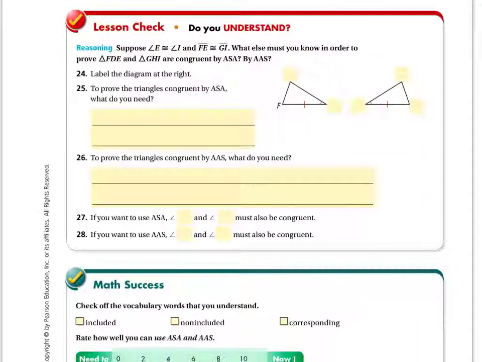On your own, complete the lesson check. I will grade this tomorrow when you come to class. And please feel free to ask any questions you like tomorrow morning, beginning of class, to make sure you have this information correct.